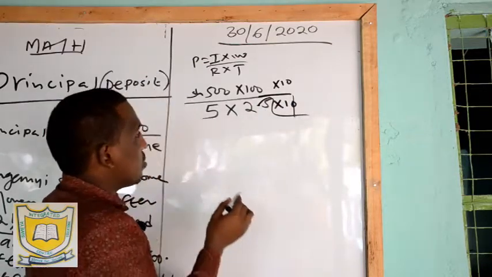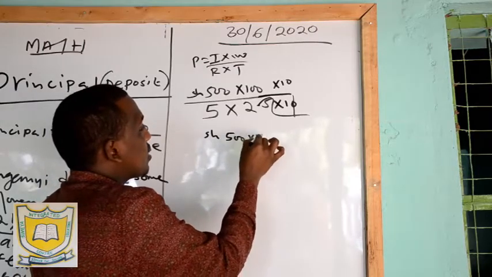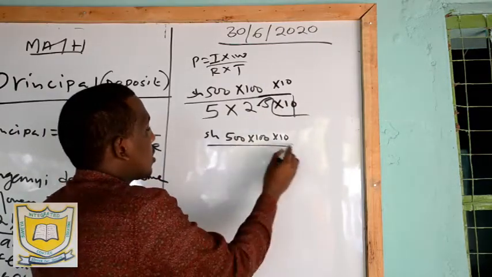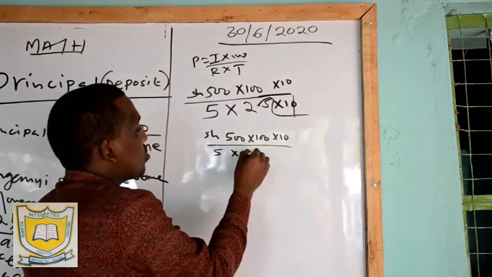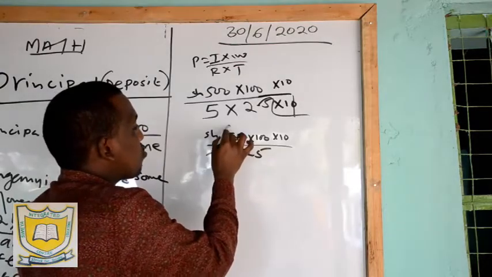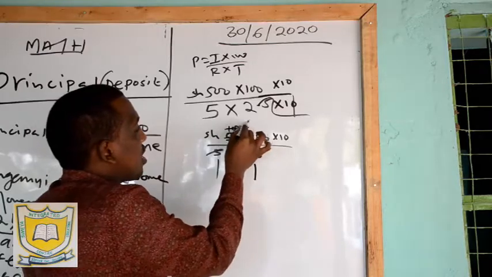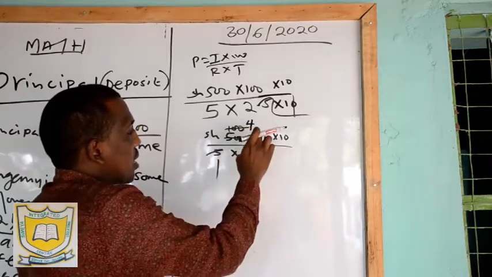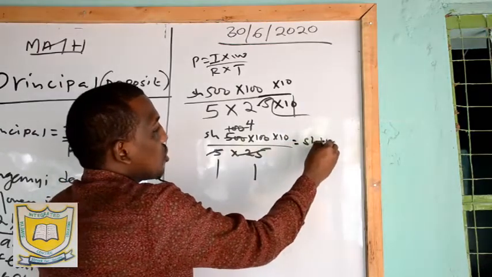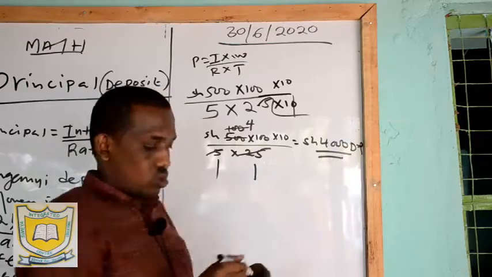So here now remains shillings 500 times 100 times 10 multiplied both sides, all over 5 multiplied by 25 now. So by 5, 100, by 25, 1, by 25, 4. So we multiply now 4 times 100 times 10, you will get shillings 4,000. You will get shillings 4,000. This is now the deposit or the principal. Now that's how we get it.